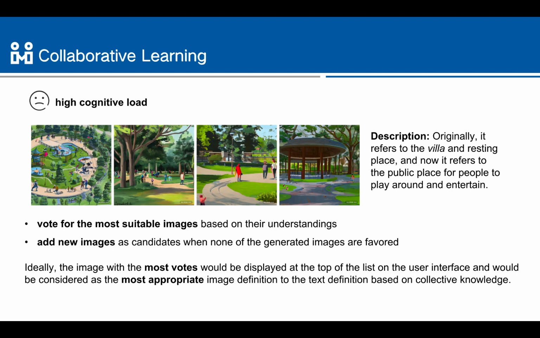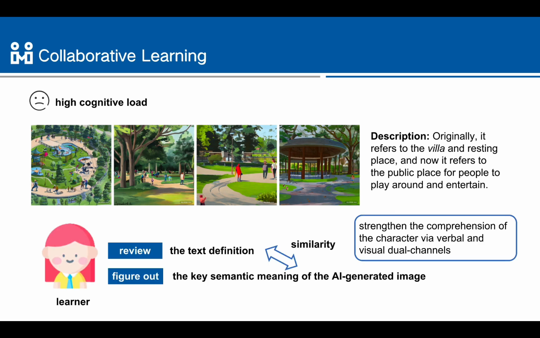Ideally, the image with the most votes would be displayed at the top of the list on the user interface, and would be considered as the most appropriate image definition to the text definition based on the collective knowledge. The voting and adding image processes require learners to review the text definition carefully and figure out the key semantic meaning of the AI-generated image. Comparing the similarity between the text and the image definitions in mind, learners could strengthen the comprehension of the character via verbal and visual channels before making the rational voting decision.